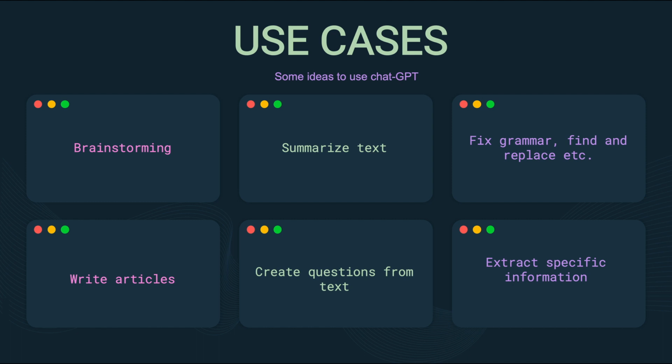Here are some ideas of how to use Chat GPT. You can use it for brainstorming, summarize a text, fix grammar mistakes, write articles, create questions, extract specific information from a text, find and replace or modify a text, and so on. We're going to see an example of each of these use cases.